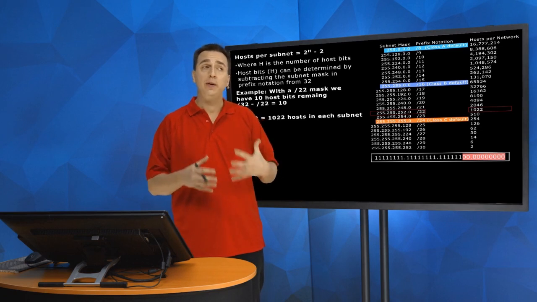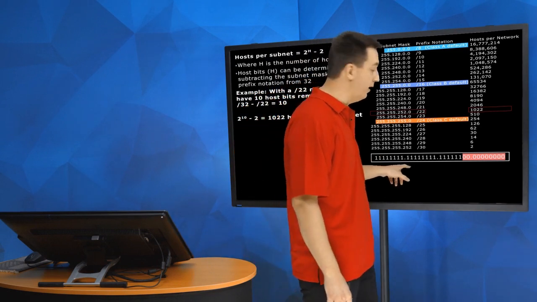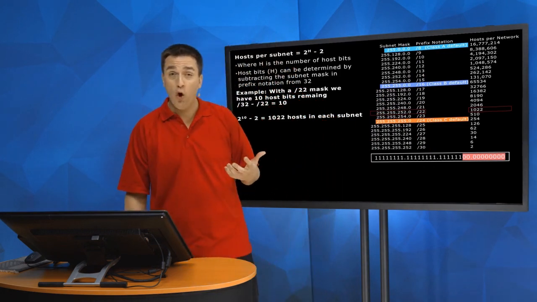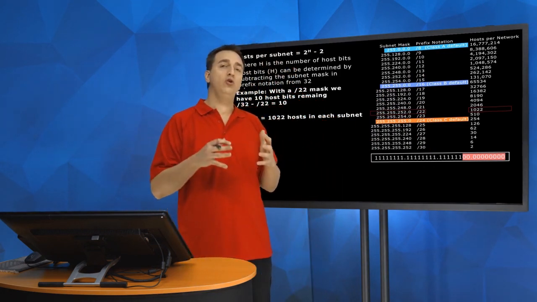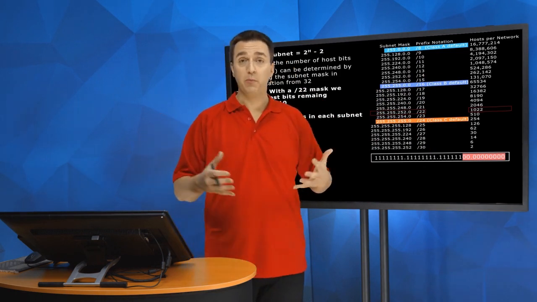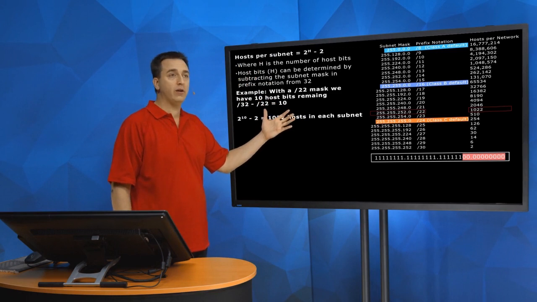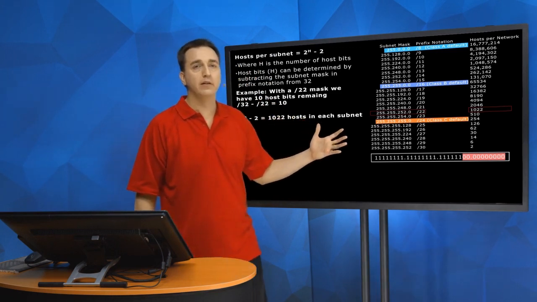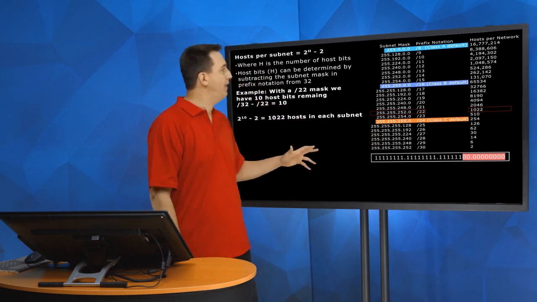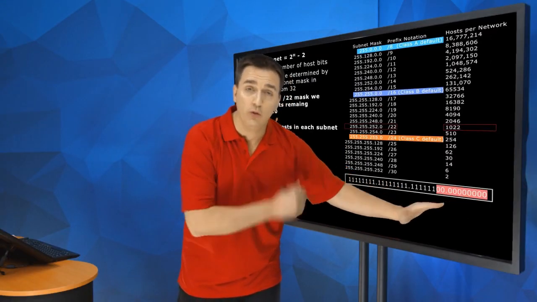Well, how many total bits can we have inside of a subnet mask? There could be 8 in the first octet, 8 in the second octet, 8 in the third octet, 8 in the fourth octet. 8 times 4, that's 32 total bits. If I subtract the number of network bits, that leaves me with the number of host bits. So 32 minus 22 gives us a grand total of 10. So now 10 is h, the number of host bits we have left over.